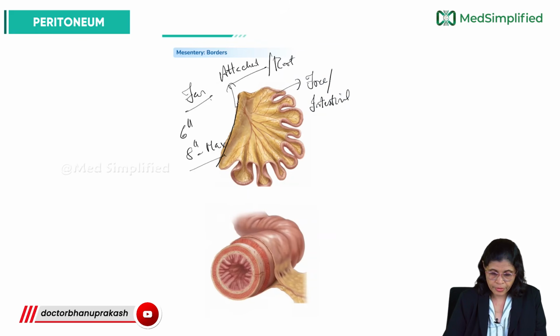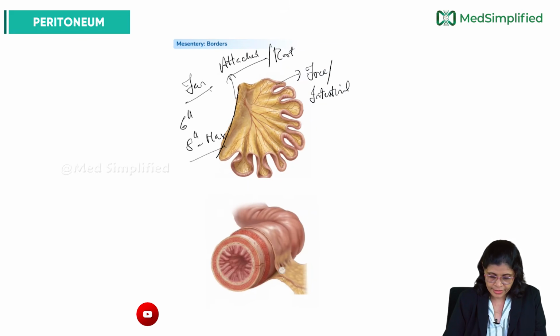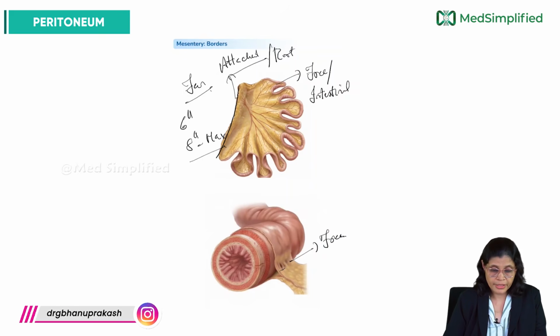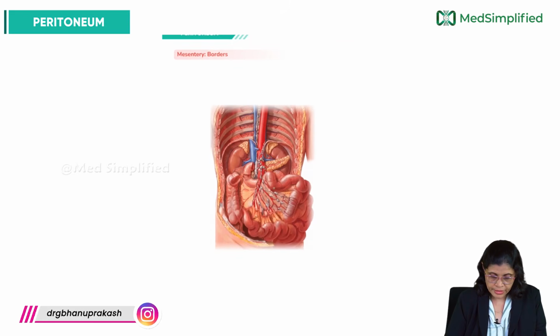Okay, so when we see here, this is the free or intestinal border, which will be enclosing the small intestine. Now the root of the mesentery, or the attached border, is like an oblique line. It will extend from the duodenojejunal flexure, from this point.